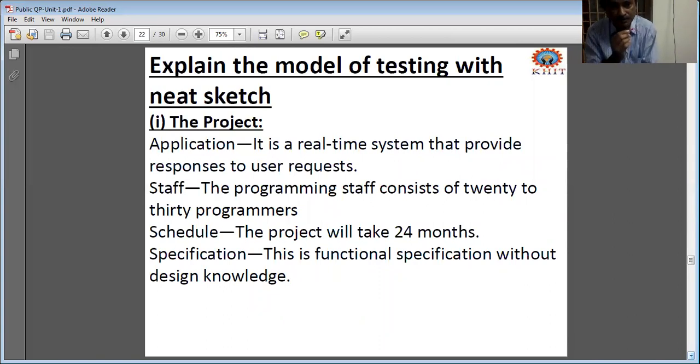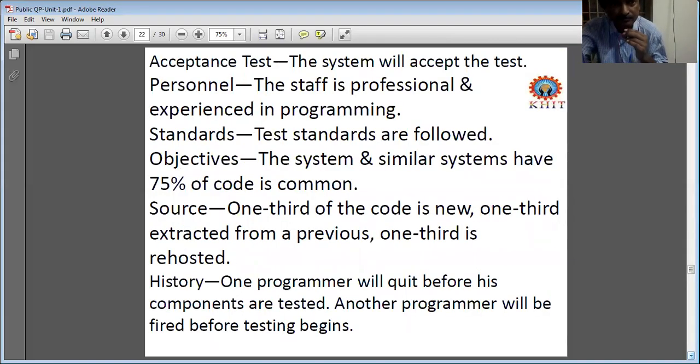Staff: the programming staff consists of 20 to 30 programmers. Schedule: the project will take 24 months. Specification: this is a functional specification without design knowledge. Acceptance test: the system will accept the test. Personnel: the staff is professional and experienced in programming. Standards: test standards are followed.